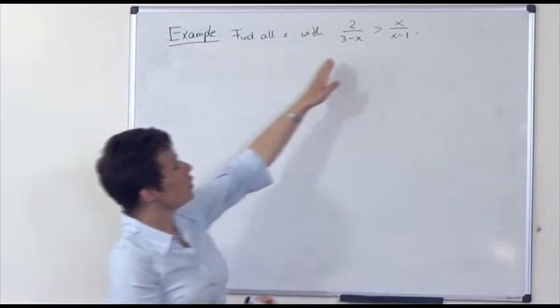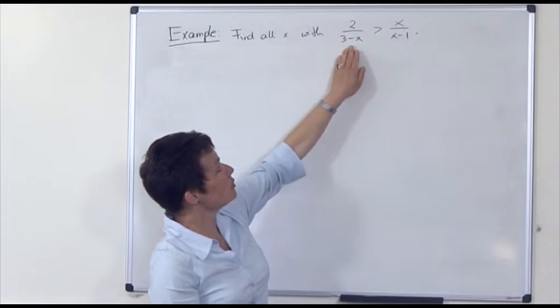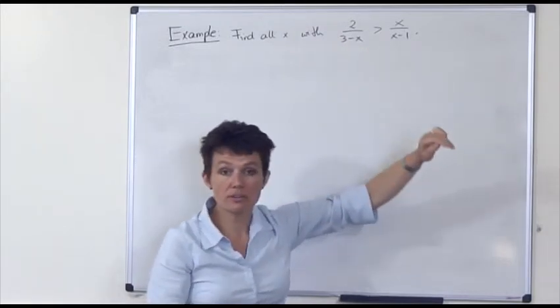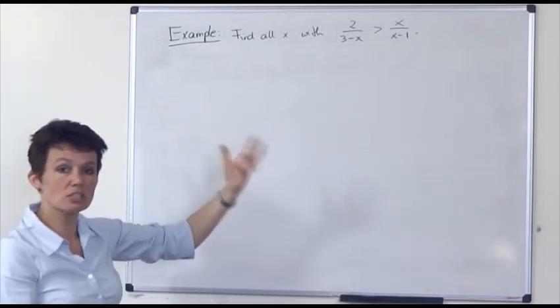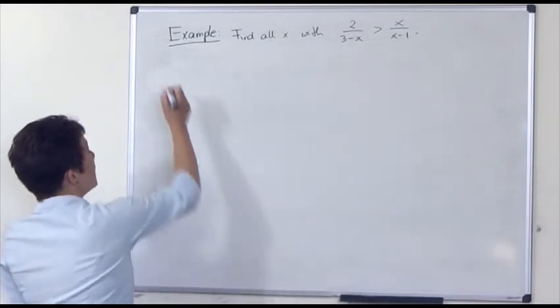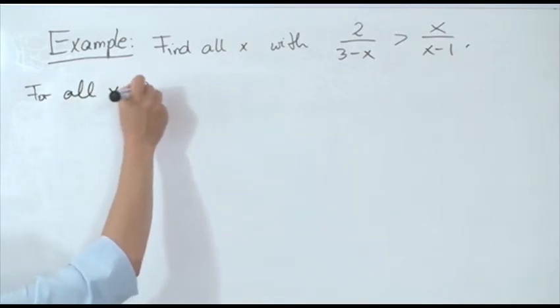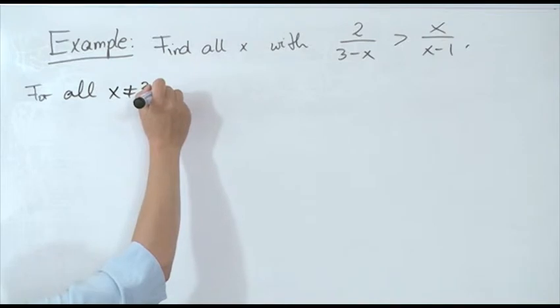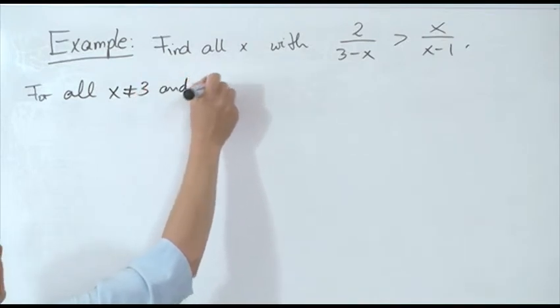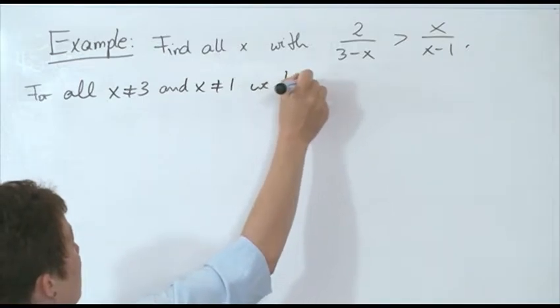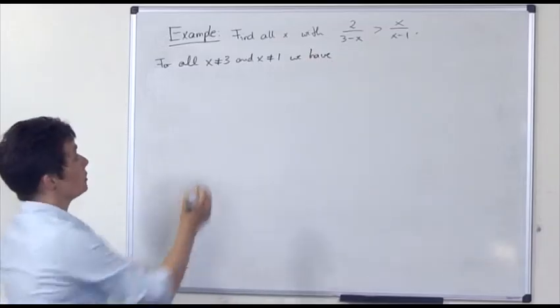So the first thing to notice about these two terms is that the term on the left is not defined for x equals 3 and the term on the right is not defined for x equals 1. So we need to exclude those in the first step. So for all x different from 3 and different from 1, we have, and now we start working with these terms.